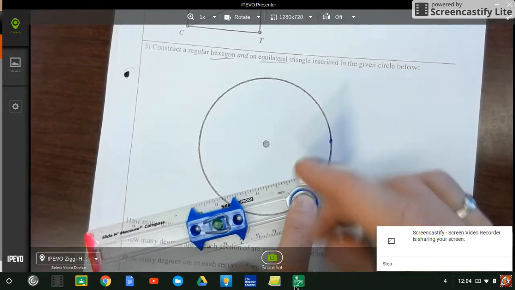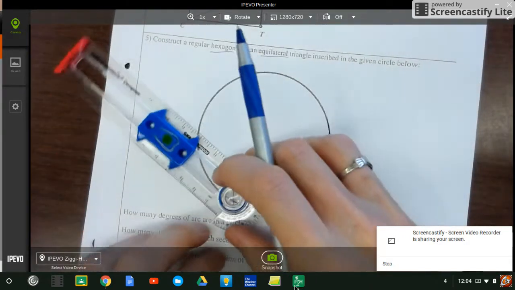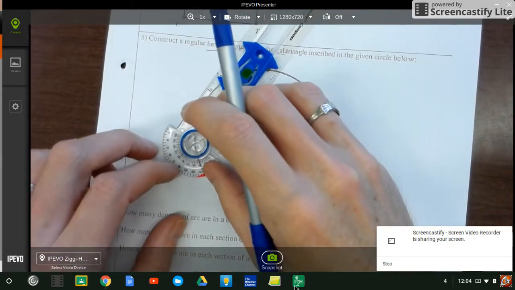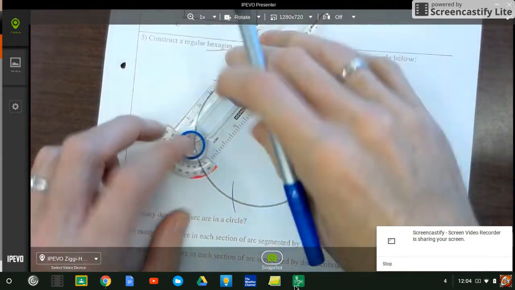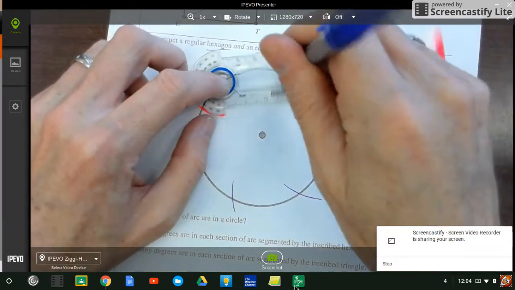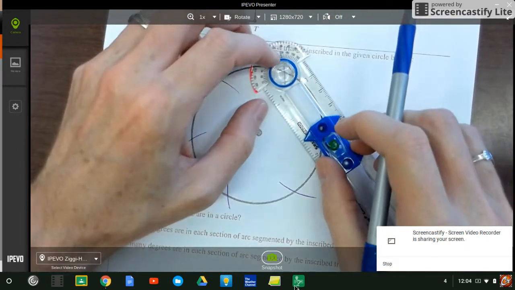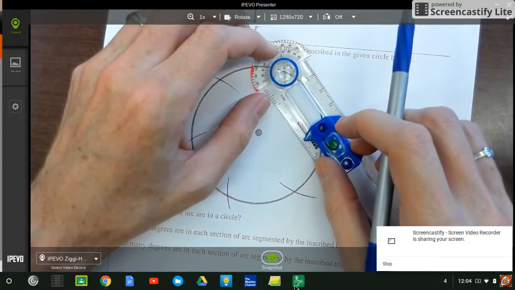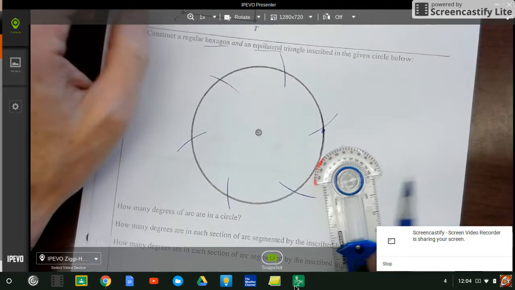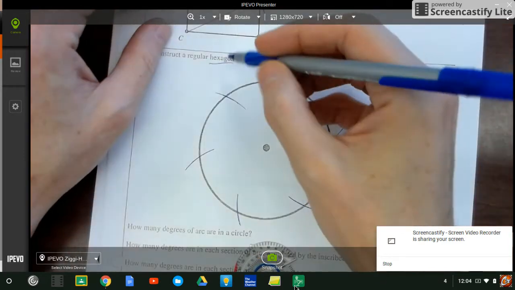1, 2, remember we should get 6 of these. 3, 4, 5, and the last one should be at the same place that we started if I did this well. That's pretty close. So now we're going to connect for the hexagon.